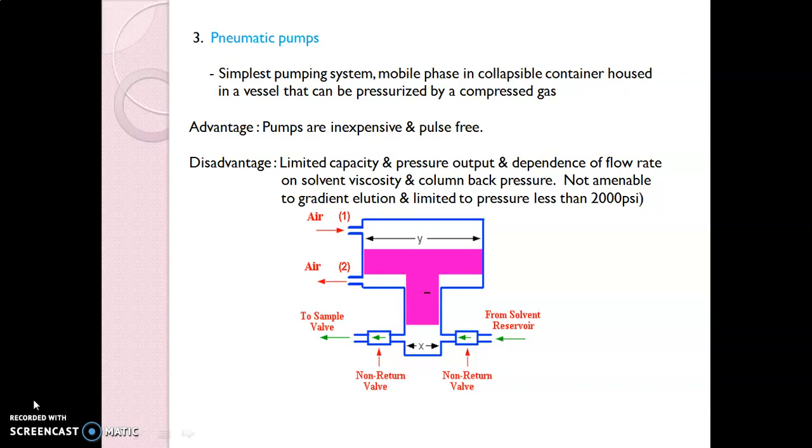The advantage of this pump is that it is inexpensive and pulse free. Disadvantages: it has limited capacity and pressure output, and the flow rate depends on solvent viscosity and column back pressure. It is not amenable to gradient elution, and it maintains a limited pressure of less than 2000 psi. So among all these three, the reciprocating pump produces high pressure and has more advantages. The reciprocating pump is the most widely available nowadays in modern HPLCs.